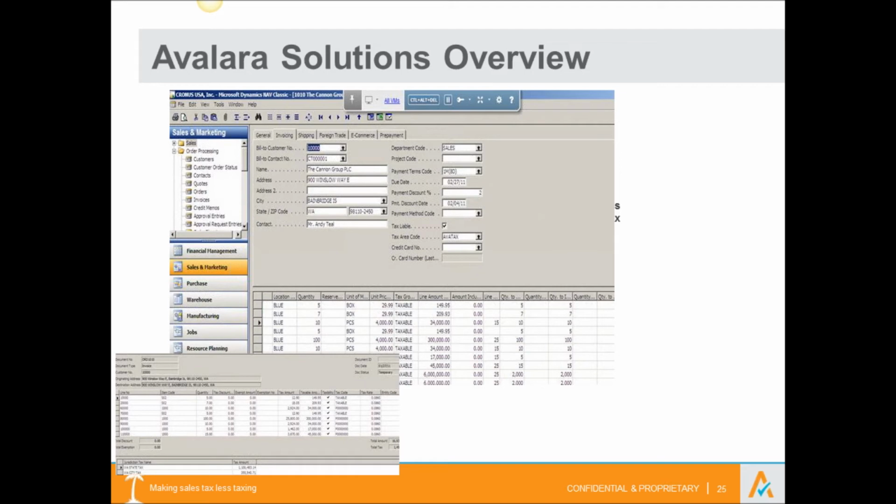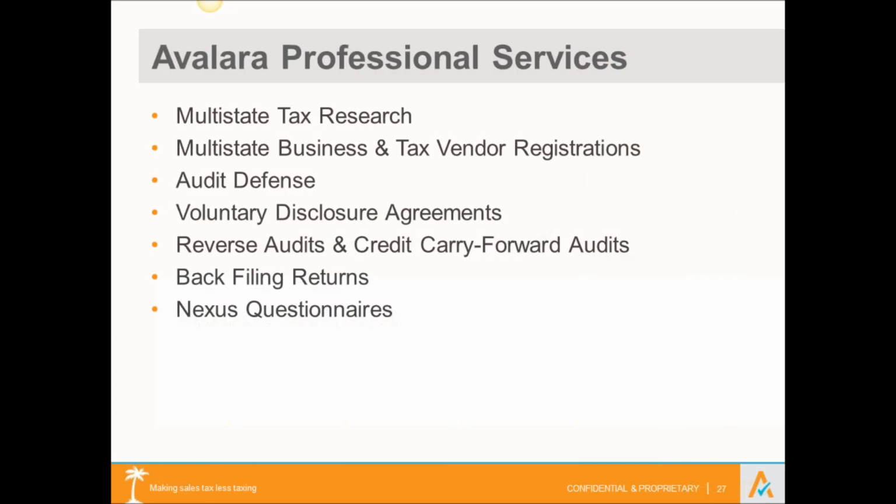The bottom left-hand corner is really that statistics box, right? And it's showing the calculation per line item and the amount per jurisdiction below that.